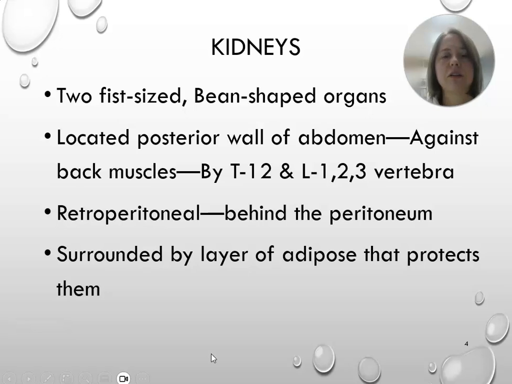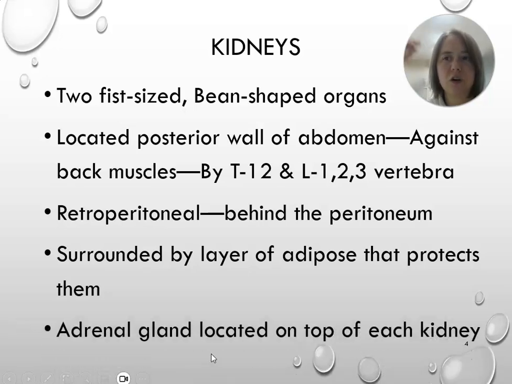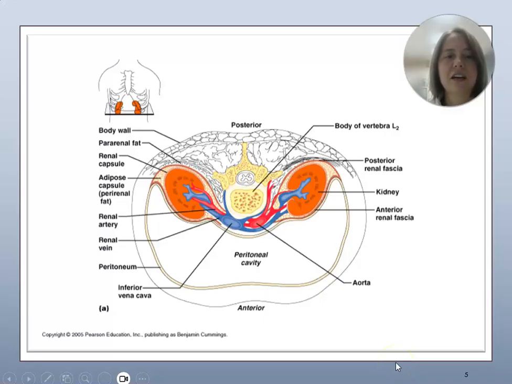And they are surrounded by a layer of adipose, that fat gives it some cushioning, so it protects them. And as we know from the endocrine system, the adrenal glands are located on the top of each kidney. So let's take a look. So this is a cross-section of a human. You can see the peritoneum where the intestines and everything would be, and there is your vertebra and spinal column, and this is your back right here with some fat and some muscle, and then there is the kidney right there. So this is your belly and this is your back.